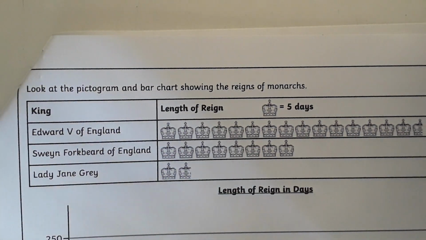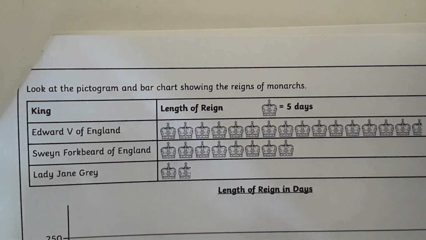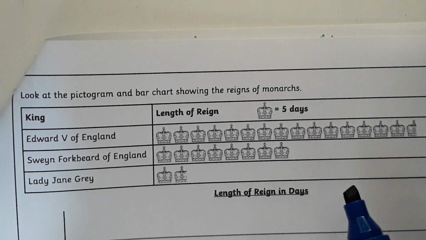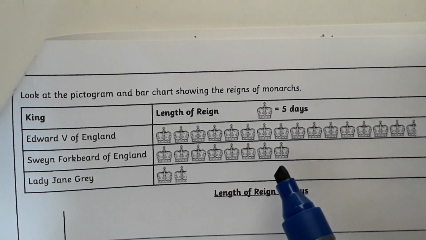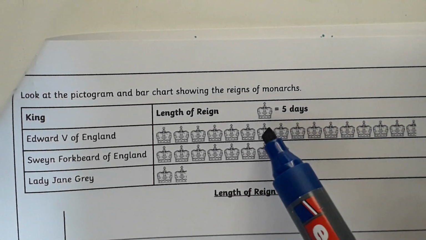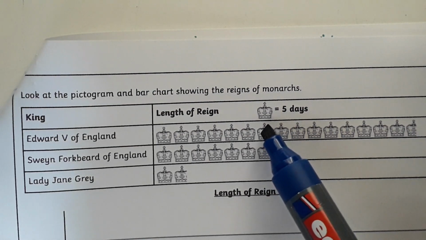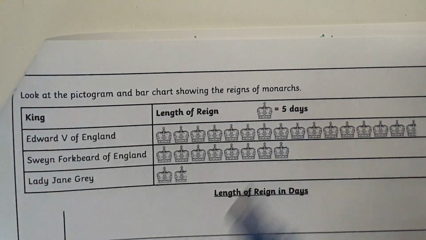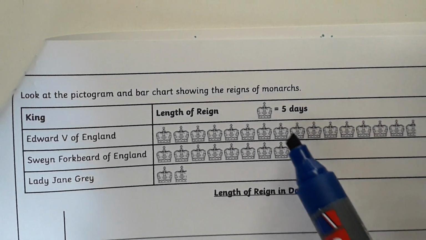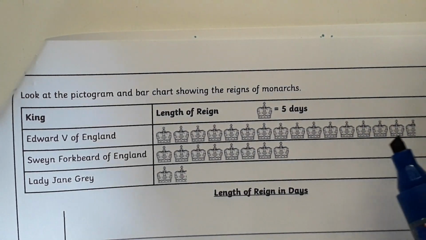And now the second sheet, where we're looking towards the deeper level of understanding. All right. If you have been able to interpret the bar chart and the pictogram on the first sheet, this shouldn't really give you too much of a problem. Okay, it's just about noticing that the value of each crown has changed to 5 days. Okay, so you've got 1, 2, 3, 4, 5, 6, 7, 8, 9, 10, 11, 12, 14, 15 whole crowns.